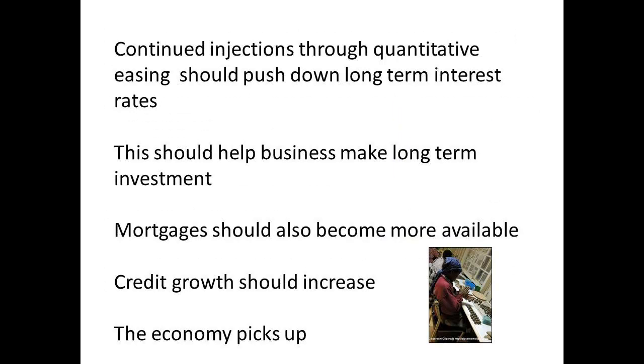If the process of quantitative easing is carried out over a period of time, then the long-term interest rates should fall, as well as the short-term interest rates. This is how quantitative easing should help make the cost of mortgages more affordable, and the injection of money should also mean that more mortgages are available. Credit growth should then start to increase and the economy pick up.